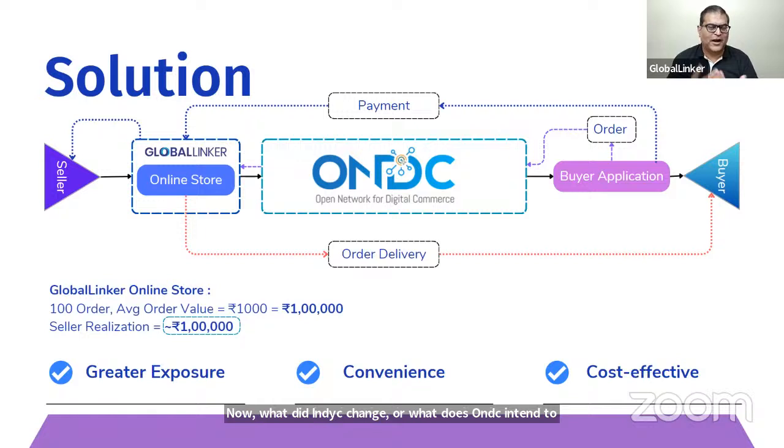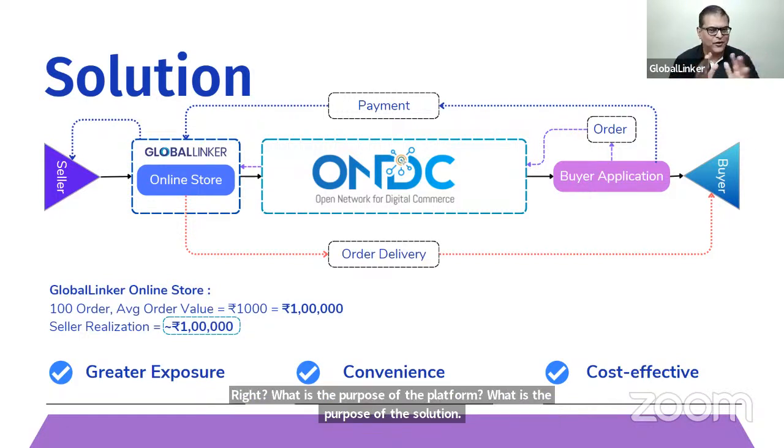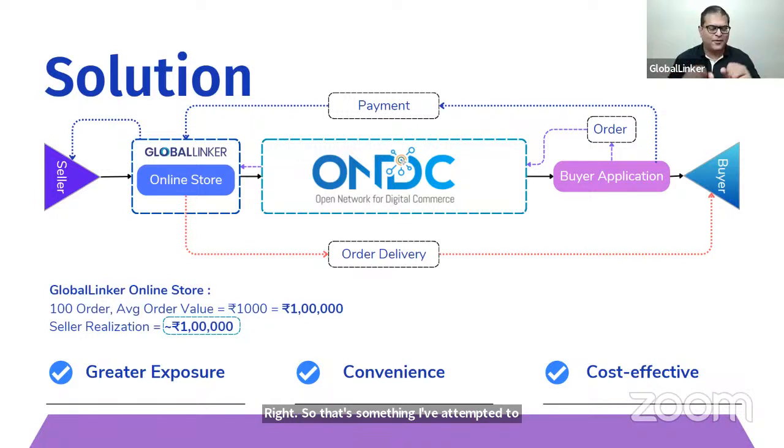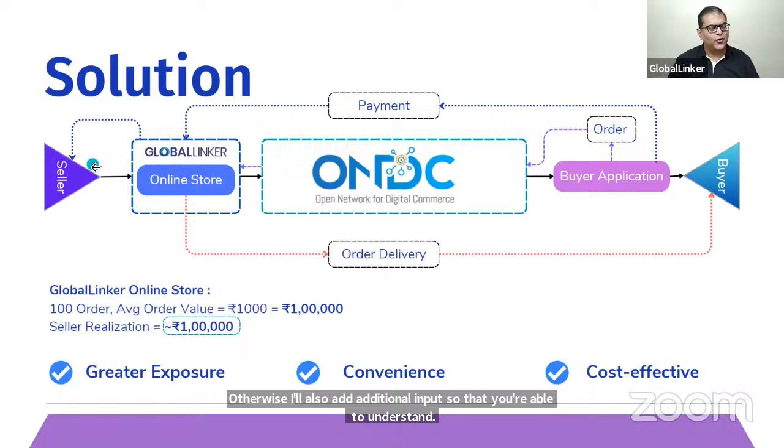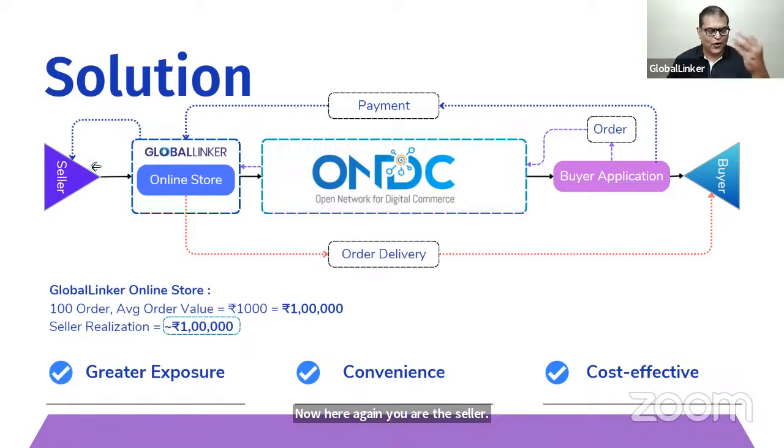What is the purpose of the platform? What is the purpose of the solution? That's something I've attempted to clarify through this diagram which you are seeing on the screen. Let me quickly walk you through the diagram, and I hope it helps you understand. Otherwise, I'll also add additional input. Now, here again, you are the seller. You want to sell your offering, your products, digitally. So how has ONDC changed the dynamics?